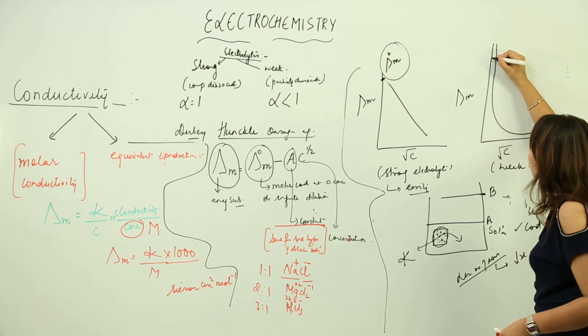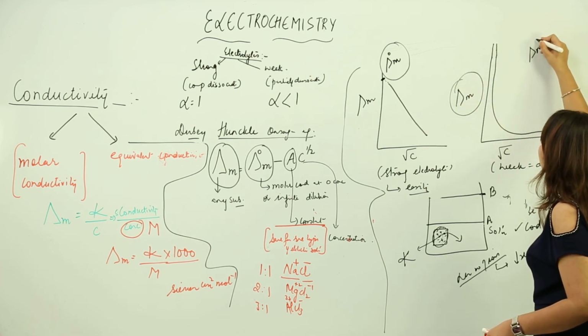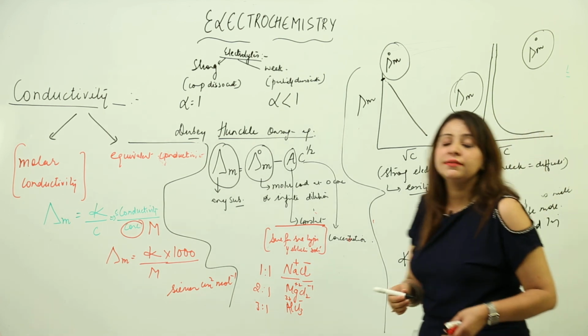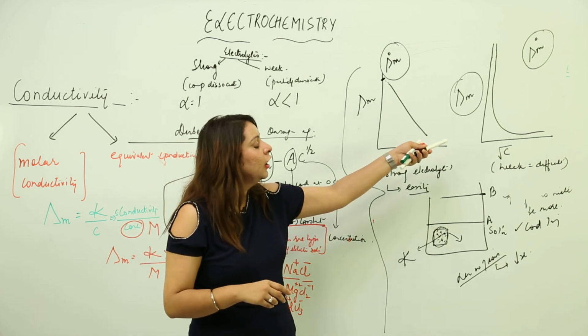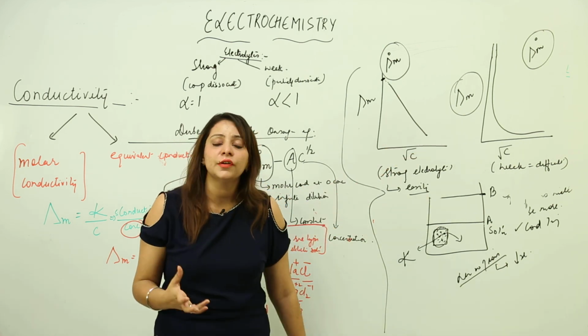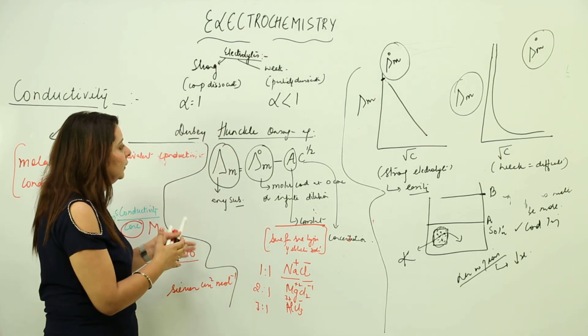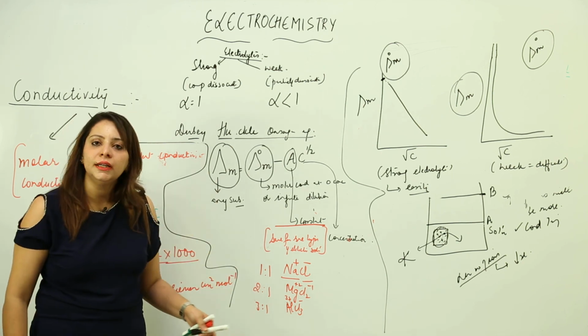So this is going to be lambda m, and here the molar conductivity will be very, very low. So on dilution, the molar conductivity for a weak electrolyte is again difficult to calculate. This is how you are going to explain the Debye-Huckel-Onsager equation, just to show the molar conductivity, right?